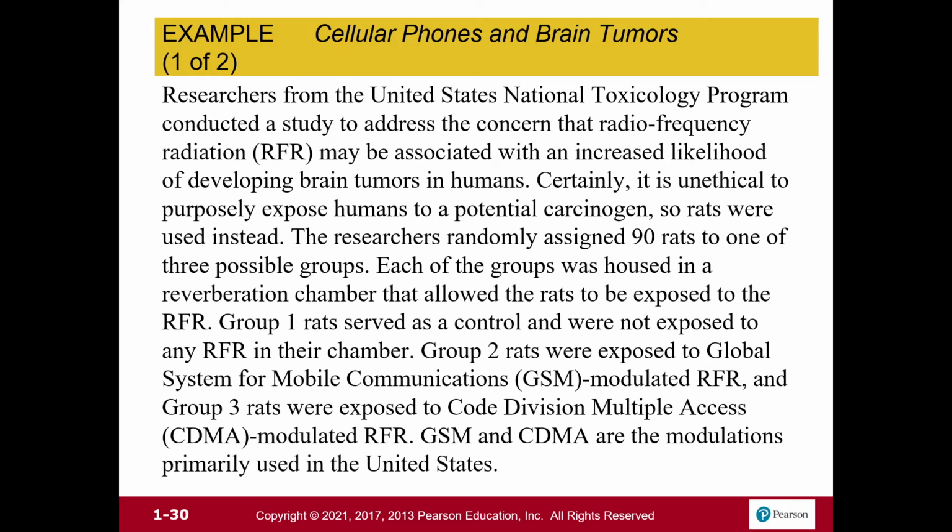Group 1 rats served as a control and were not exposed to any RFR in their chamber. And Group 2 rats were exposed to the Global System for Mobile Communication Module, RFR. And Group 3 rats were exposed to the Code Division Multiple Access CDMA modulated RFR. GSM and CDMA are the modulations primarily used in the US.